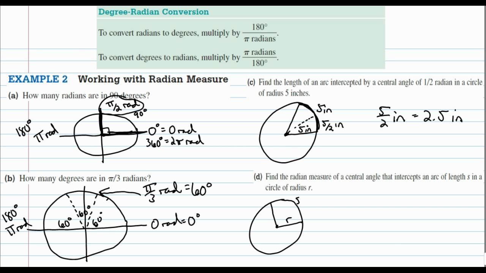Well, if I go back to part C, what I did was I took my radius and I multiplied by how many radians I had, 1/2. So my arc length here, S, is going to be my radius times my angle. How many radians I have, which we call theta. And this is actually your formula for arc length.